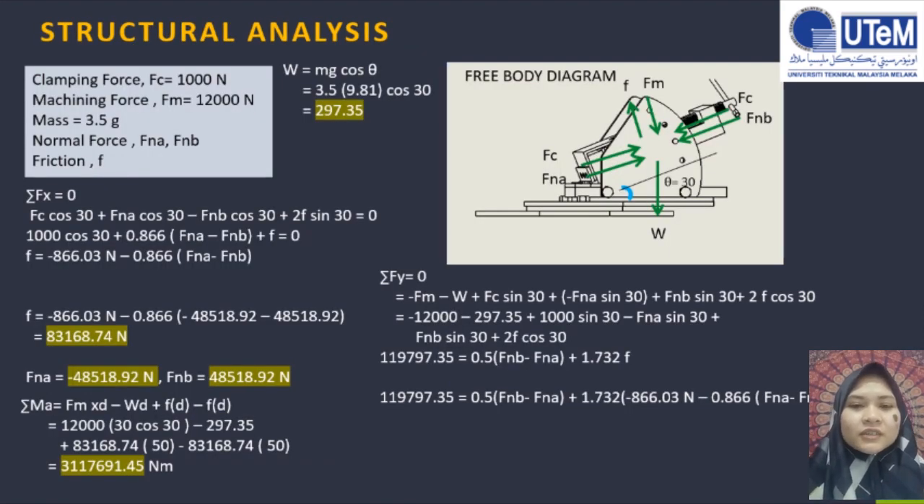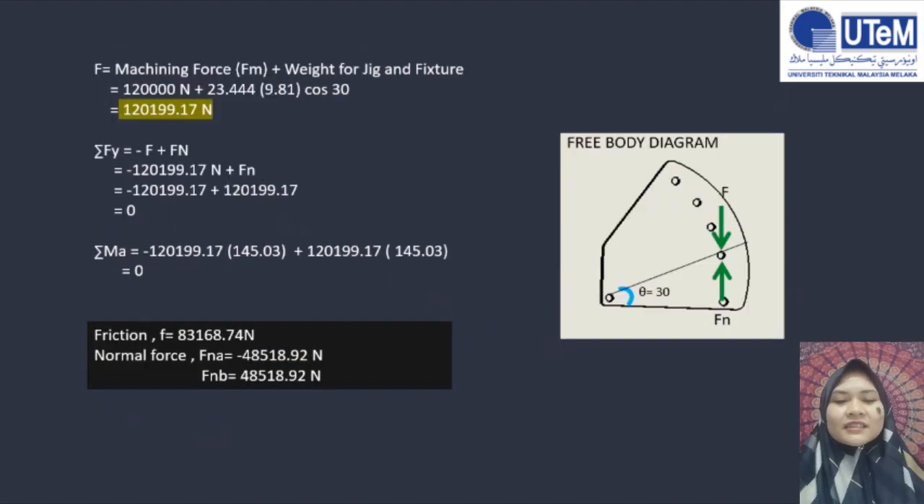Continue to the calculation of structural analysis. The calculation shows all the forces added on the workpiece while using the jig and fixture with adjustable angle. The answers we get are friction force, normal force and moment. The moment needs to be identified to know whether the product is over any weight limit or not. Next, this is the calculation result for the plate angle.